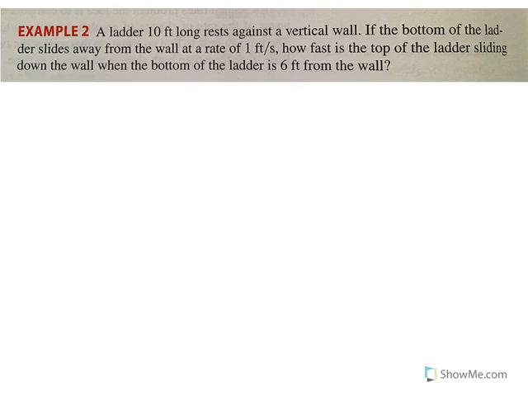This is a fun one. A 10-foot ladder rests against a vertical wall. If the bottom of the ladder slides away from the wall at a rate of 1 foot per second, how fast is the top of the ladder sliding down the wall when the bottom of the ladder is 6 feet from the wall? It feels like there's a lot of information in this problem. Let's draw ourselves a picture and see what this is going to look like, and we will interpret the information as we go.